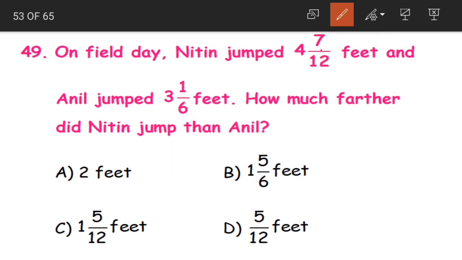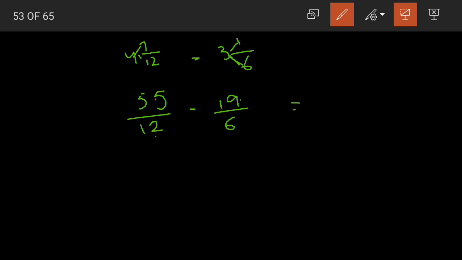We are having 4 7 by 12 and 3 1 by 6. Let us go with converting them into improper fractions first. 12 fours are 48. 48 plus 7 becomes how much children? 55. Divided by the denominator 12. Then we have 3 1 by 6. 6 threes are 18 plus 1. 19 becomes the numerator. 6 becomes our denominator. So these are our two improper fractions, 55 by 12 and 19 by 6.